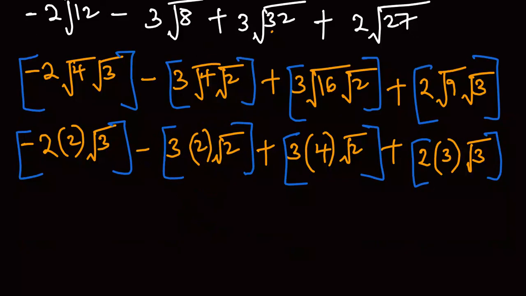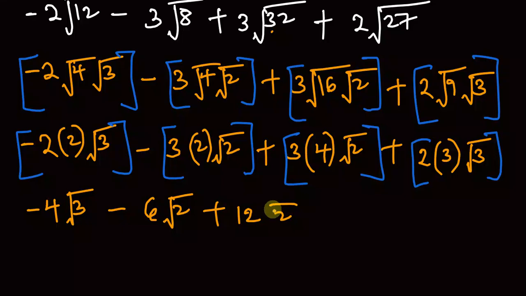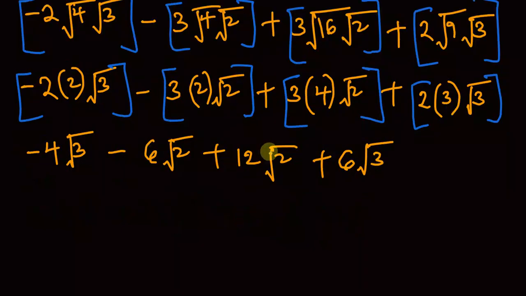So we continue to solve it here. It will be negative 2. Negative 2 times 2 is negative 4 already. So it will be negative 4 root of 3. That is the first part. Then minus 3 times 2 is 6. So 6 root 2, plus 3 times 4 is 12. So 12 root 2. Then plus lastly 2 times 3 is 6. 6 root 3. That way.